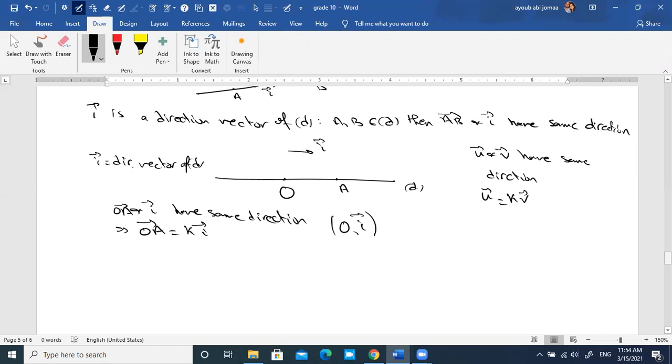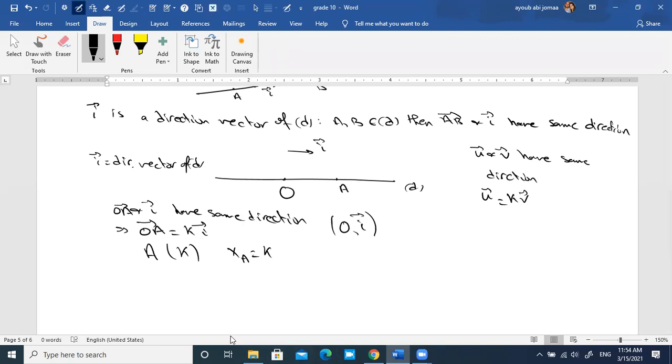We say that A has coordinate K, or it has one coordinate. Okay? OI we call the system of this line. When I say OA is equal to some constant times I, then this K is the abscissa of point A, denoted by x of A. X of A is equal to this constant K.